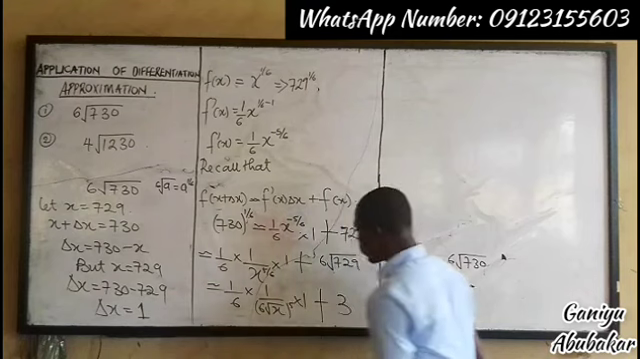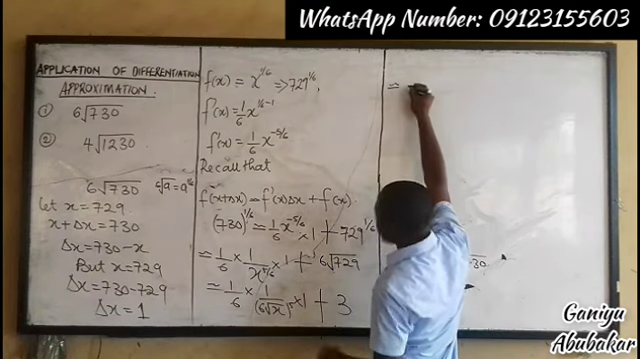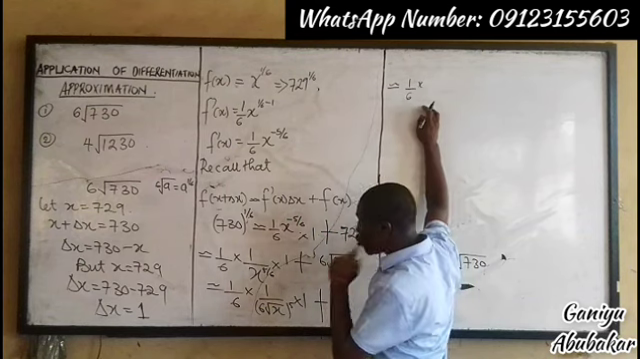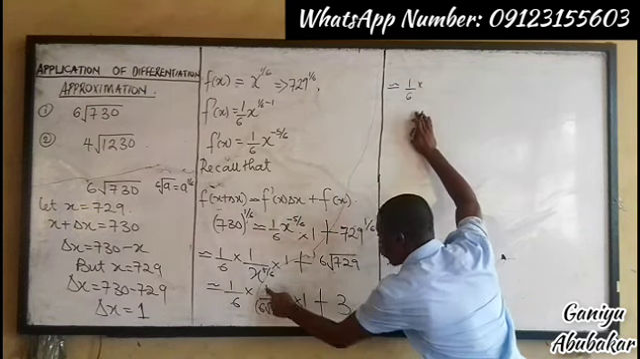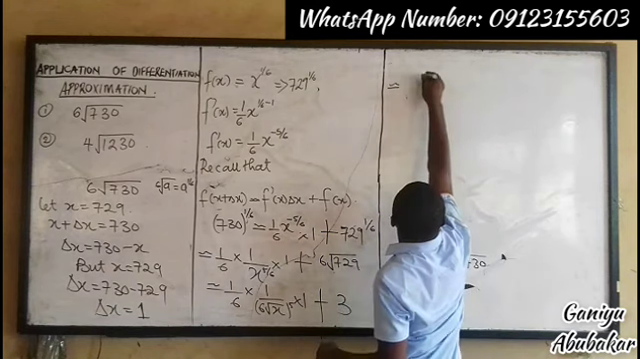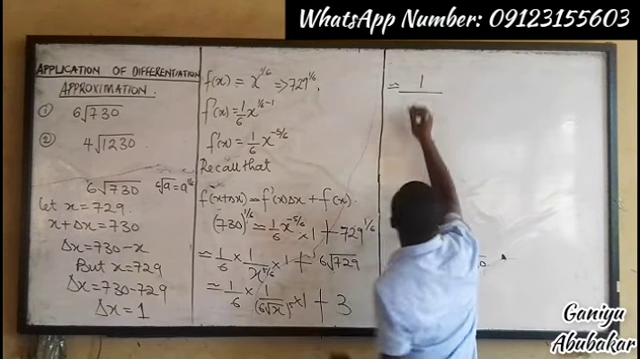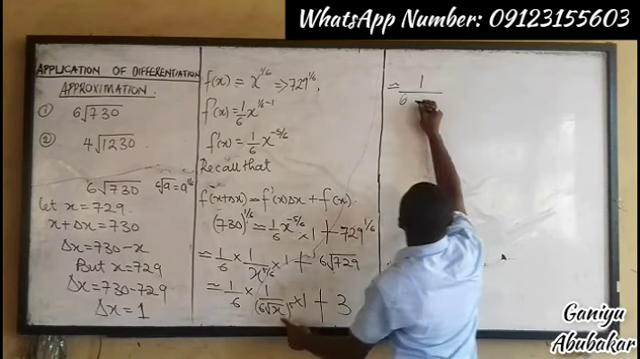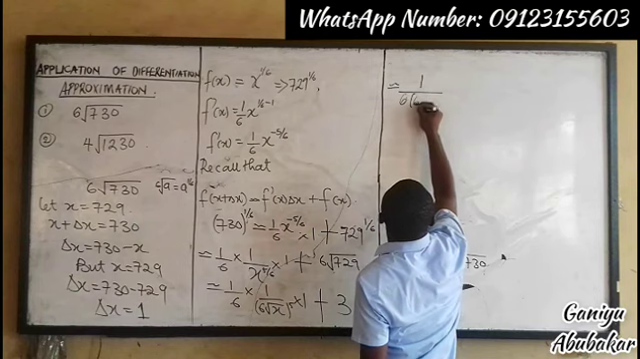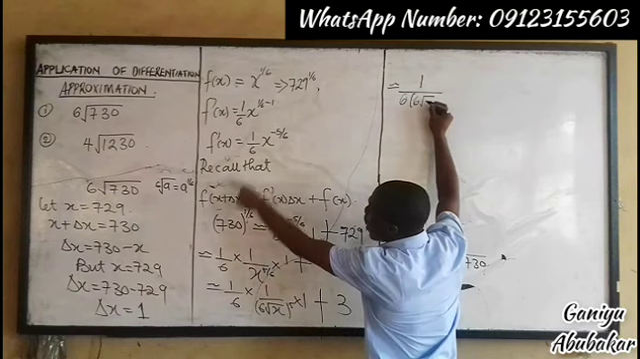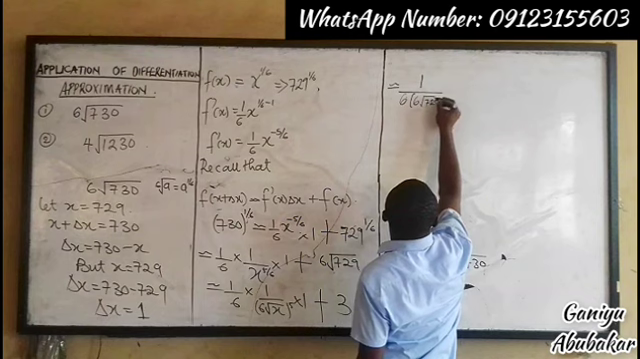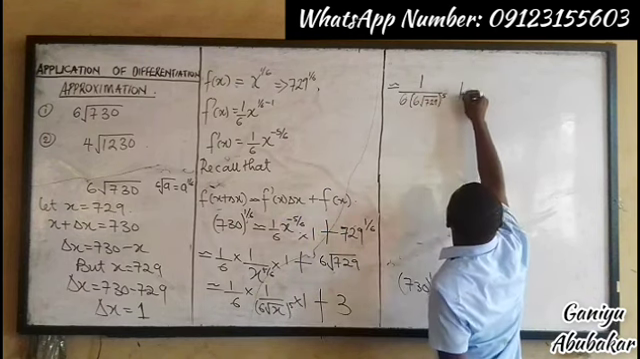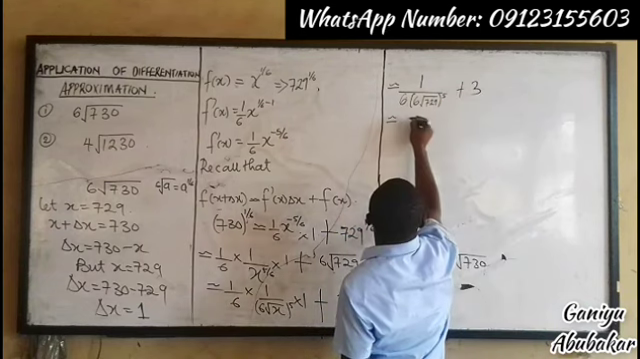So from here now, this is approximately equal to 1 over 6 times, of course, 1 times 1 times 1 is obviously 1, all over 6 times the 6th root of x. That becomes the 6th root of x, what's x value? 729, up to the power 5 here. Right? So plus 3.